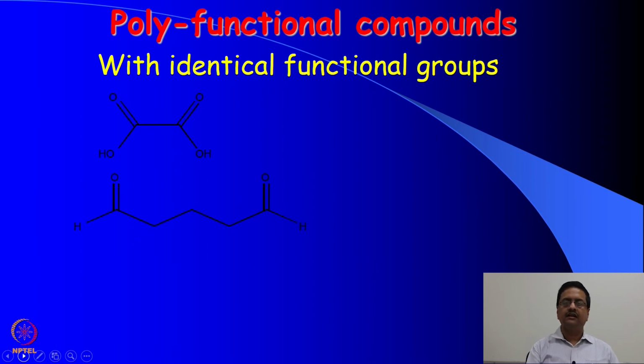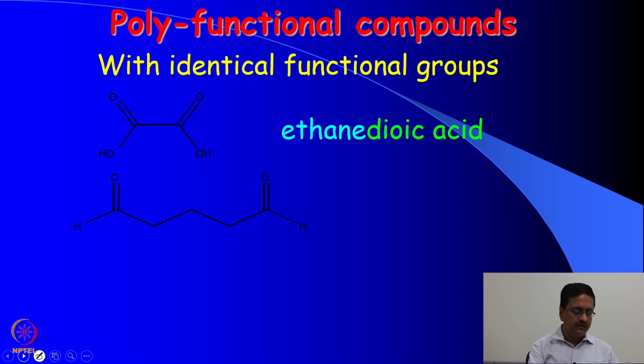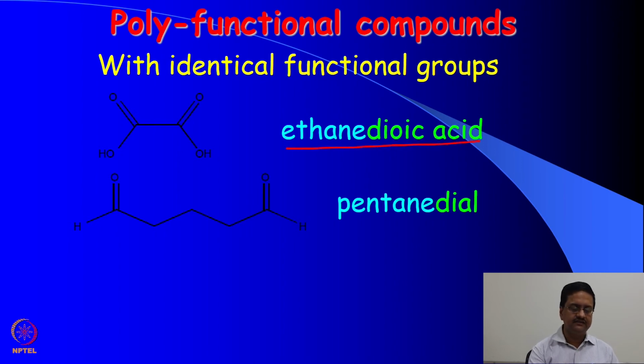There are many organic compounds which have more than one functional group, maybe same or different. So, they should be named in that way. Here we have a dicarboxylic acid which is commonly known as oxalic acid. Its IUPAC name would be ethane dioic acid. The second compound has a 5 carbon chain, and that 5 carbon chain is named as pentane, and we have 2 aldehyde groups at 2 terminals. So, we write it as pentane dial.